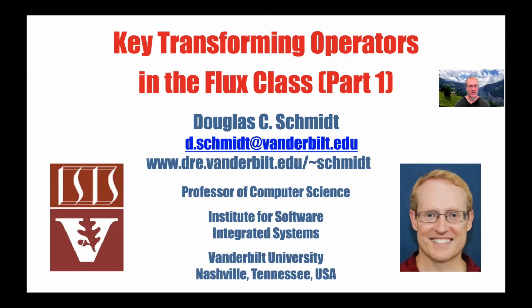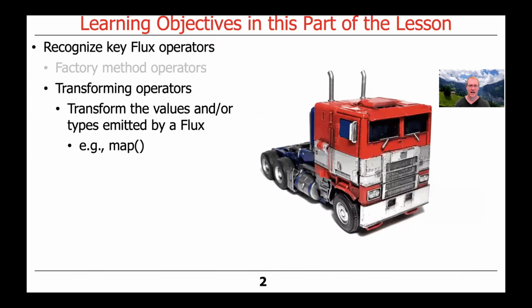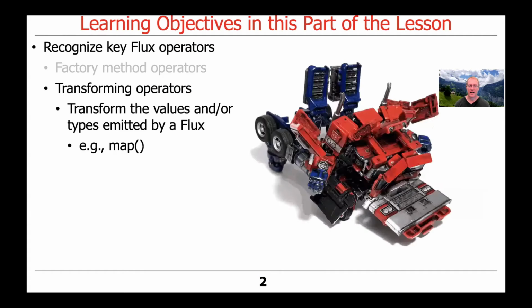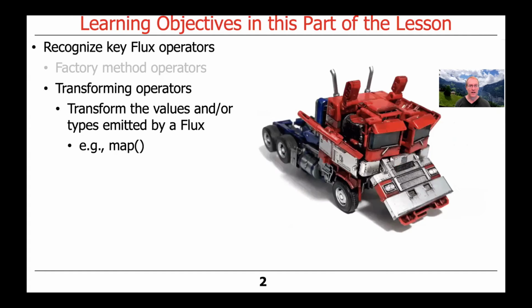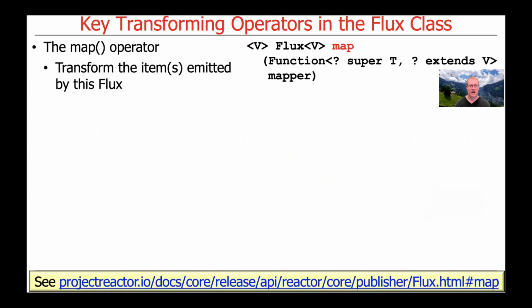We're now going to turn our attention to one of the key transforming operators defined in the Flux class. Here we'll be talking about a transforming operator called map, which can be used to transform the values and/or the type that's emitted by a flux. As I mentioned before, the map operator is used to transform the items that are emitted by a particular flux. You can call this on a flux to do the transformation.